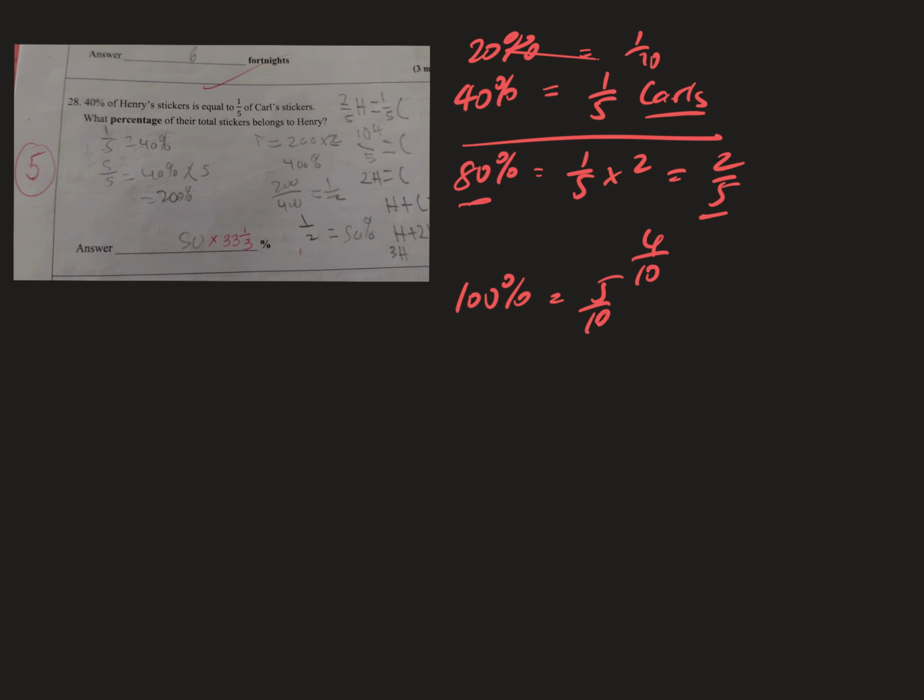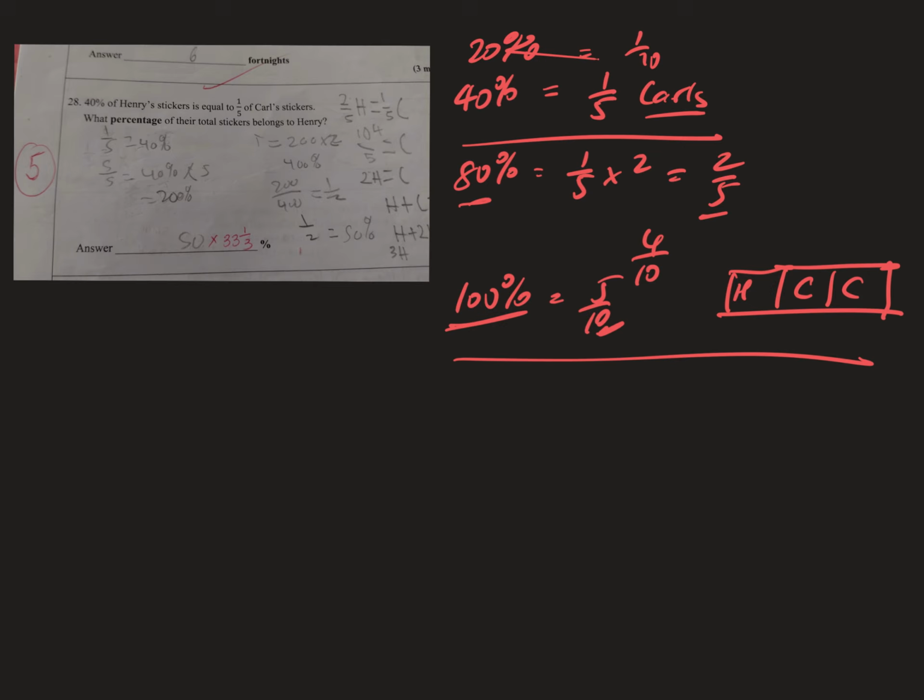So therefore, how I did this mentally was that 100% of Henry's stickers would be equal to half of Carl's stickers. Therefore, it'll be a 1 to 3 ratio. So basically, let's draw a brick like this. Henry would be equal to half of Carl's stickers. This will be half, and this would be the other half. So it'd basically be a 1/3 to 2/3 ratio.